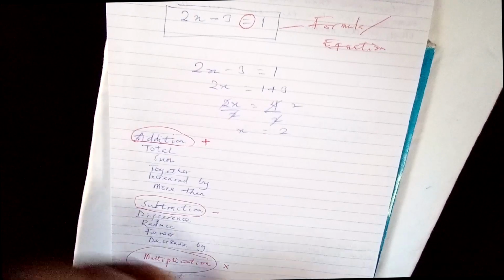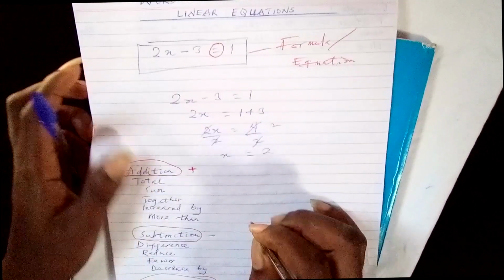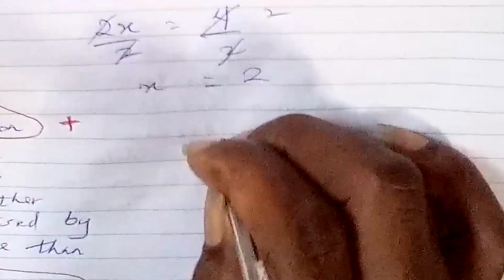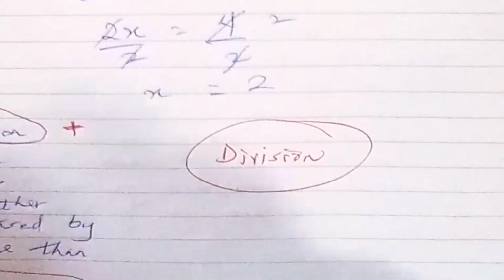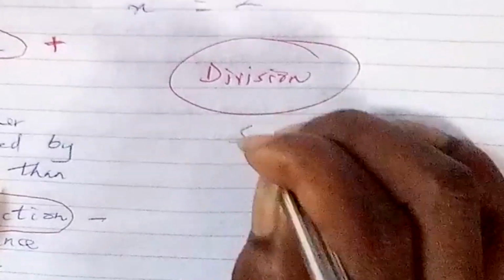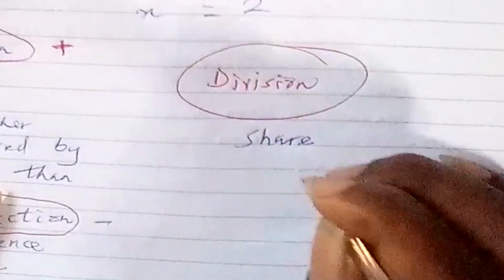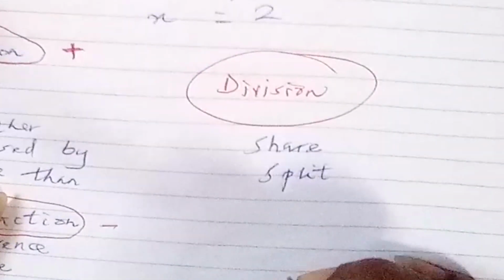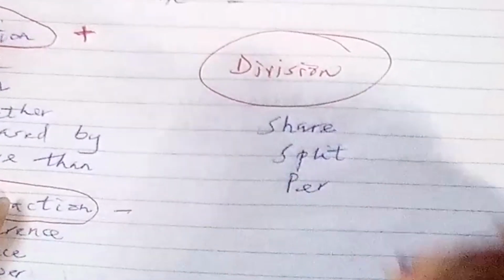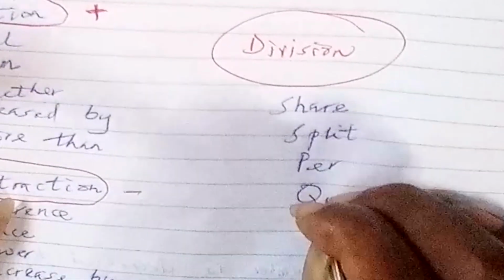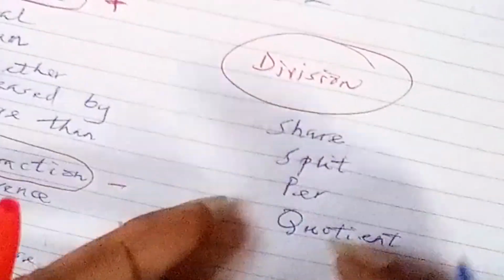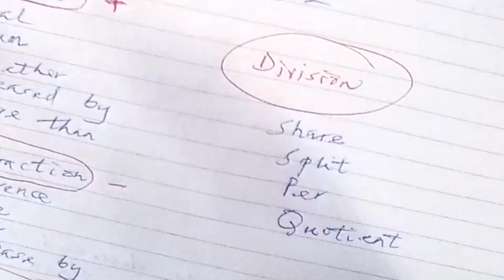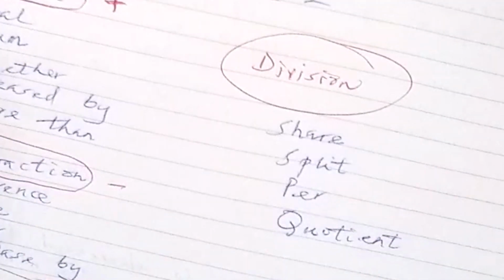Quickly, let's move on to the aspect of division. What are some of the words that when we see in a word problem, we should think of division? For division, we will mostly see these words: share, split, pair, and quotient. These are some of the popular words that whenever you see in a mathematical word problem, you should think of division.